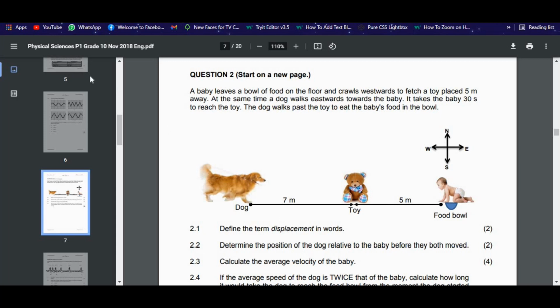Let's see if we have an answer from the girls. Determine the position of the dog relative to the baby before they both moved. Does anybody have some answers? We see a baby that's 5 meters away from the toy, and the dog is 7 meters away from the toy, but they're both in opposite directions. And we can see we have a compass there to determine north, south, east, and west. Because we're doing one-dimensional motion, we're only concerned with west and east, not really north and south. So did everybody have an answer? We've got numbers there, but can we at least determine the direction? I will wait for an answer.